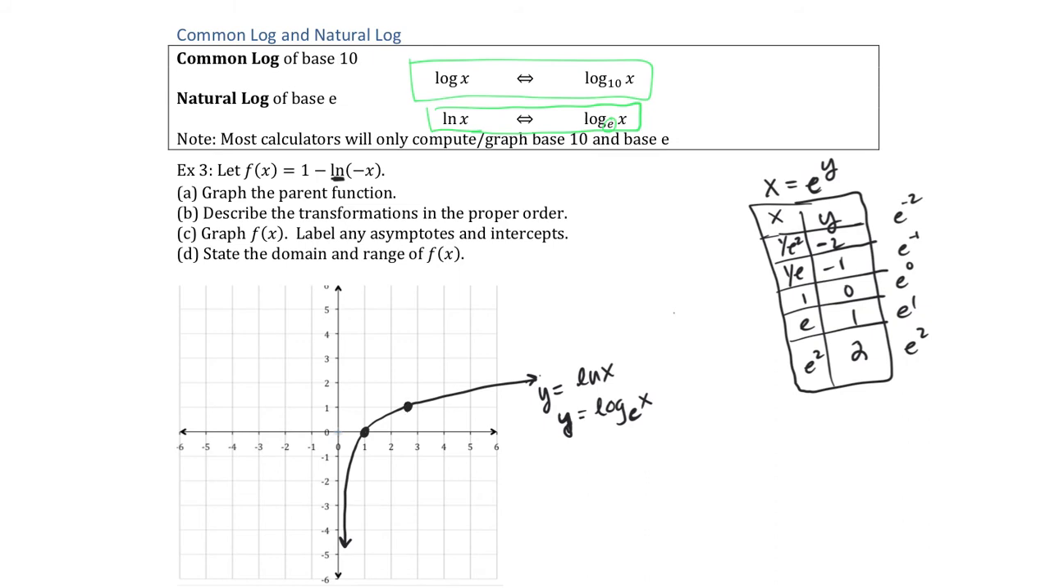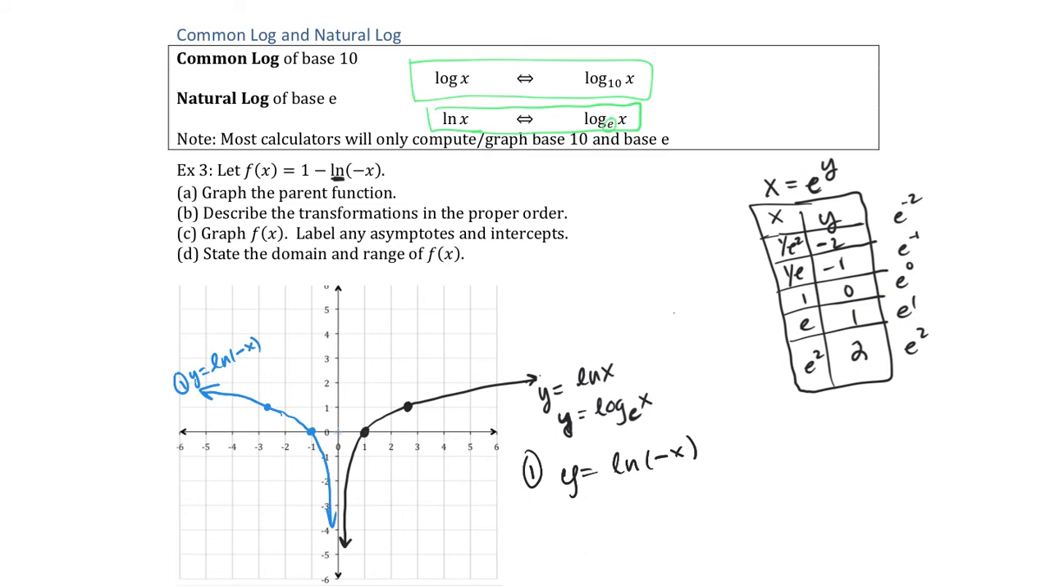All right, so now let's look at some of the transformations. The first thing I'm going to do is look at reflecting about the y-axis. Okay, so let's do that. We're going to reflect over. So now we're here. Okay, that was number 1. y equals ln of the opposite of x.